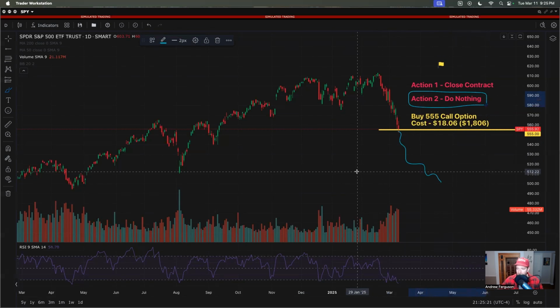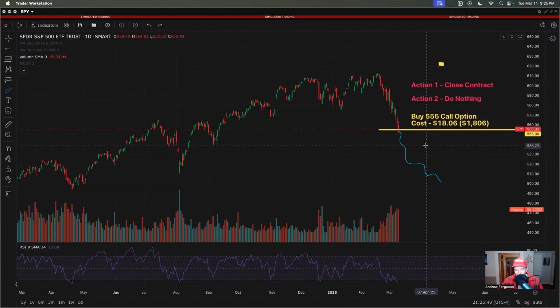But again, the good thing is if this happens down here, your loss is capped to this original $1,806 that you would have paid to open up this trade. And of course, we wouldn't want to exercise our contract because we'd have to buy shares at 555 and turn around and sell them at 500 on the open market. That's not something that you want to do either. So you just accept the max loss.